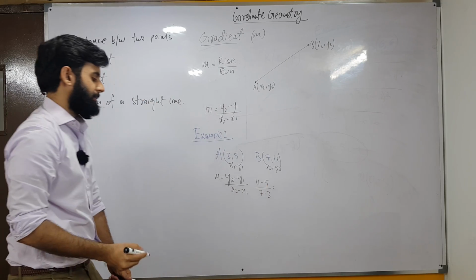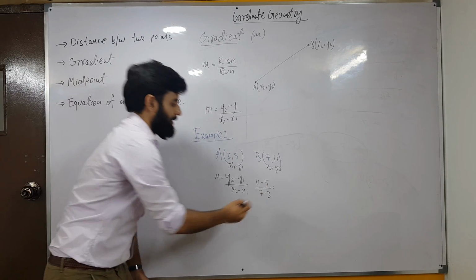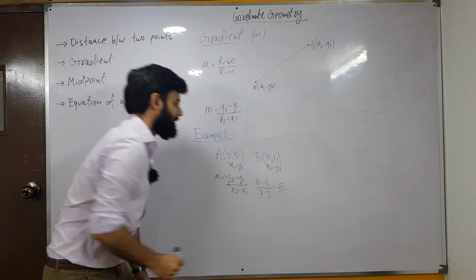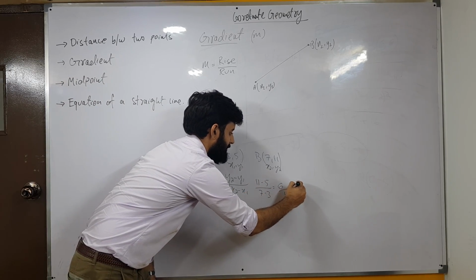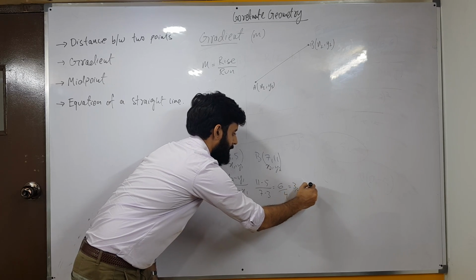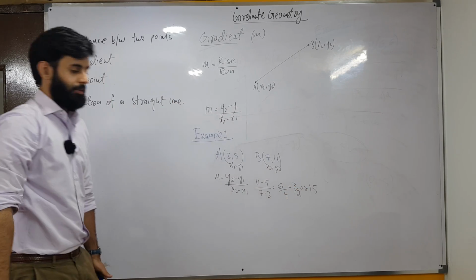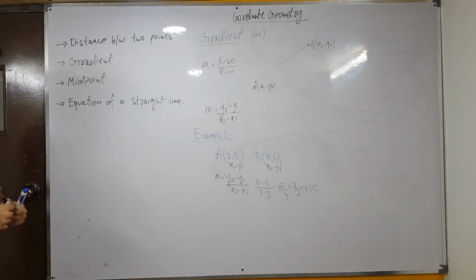And what's 11 minus 5 going to be equal to? 6? 6, right? Not 7. Yeah. And what about 7 minus 3? That's 4. So 6 upon 4 when simplified is 3 upon 2 or 1.5. Okay. So that's how you calculate the gradient of a straight line.